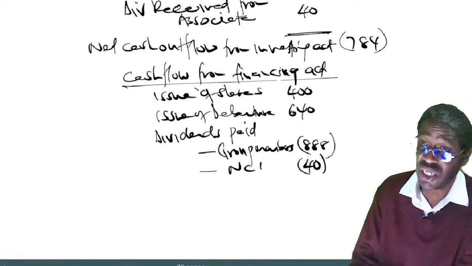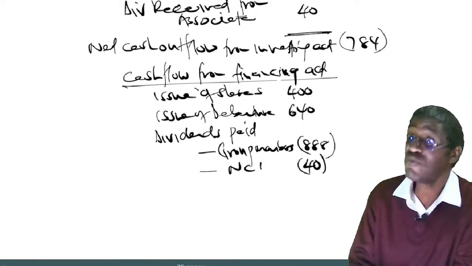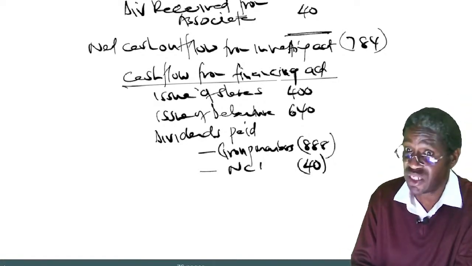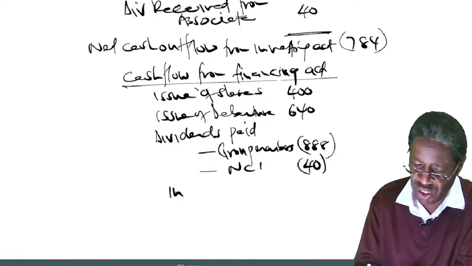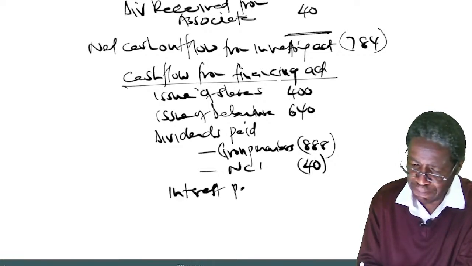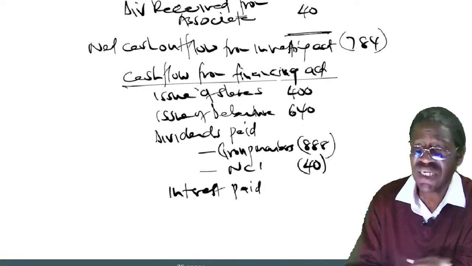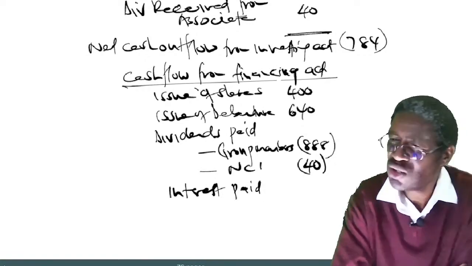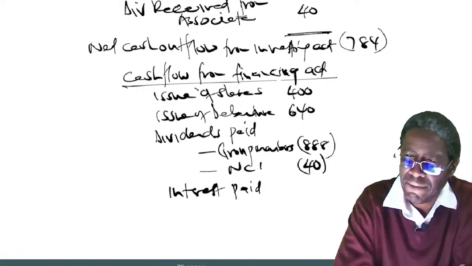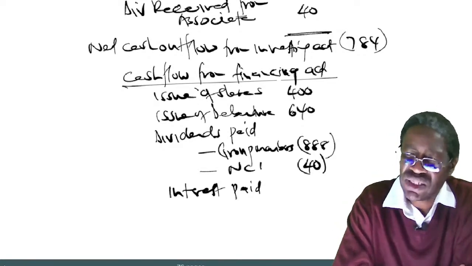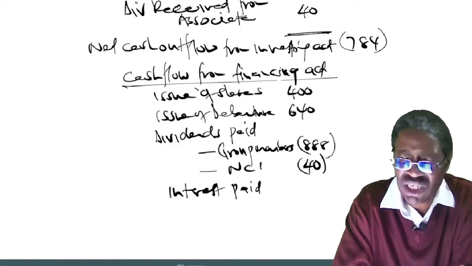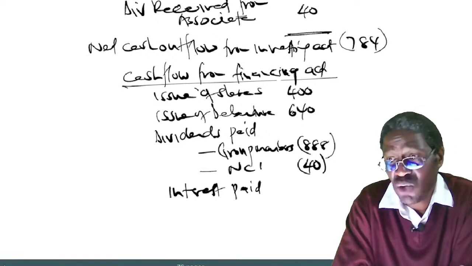Once you have paid the shareholders their return, we have debenture holders. Listen, we have debenture holders. And that's what we called interest paid. Interest paid. I want you to listen to that carefully again. It's not something new for this one, but I just want to remind you.